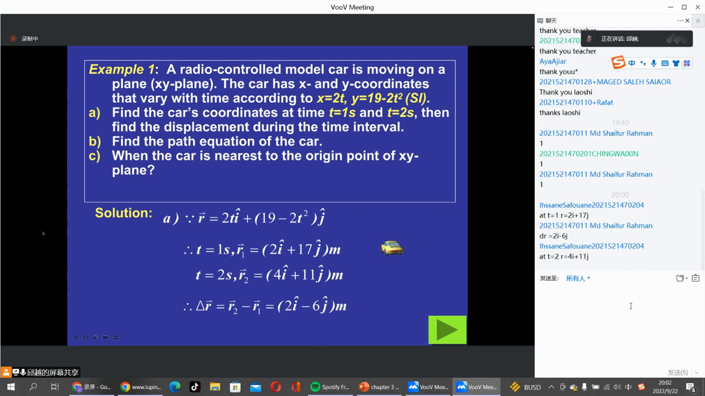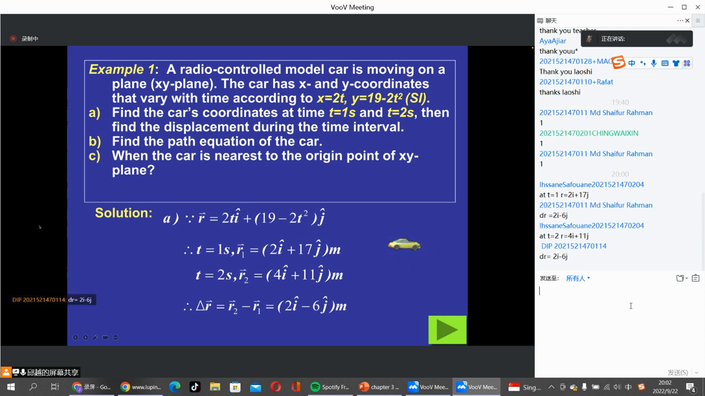Okay, let's see how many students have got the right answer. Here, this student got the right answer. Very good. And this student. Okay, at least we have two students who got the right answer.